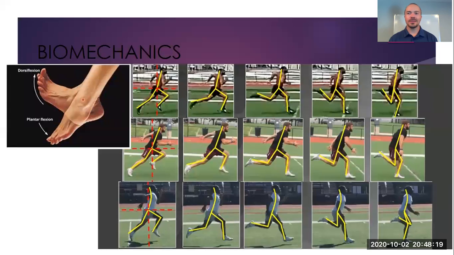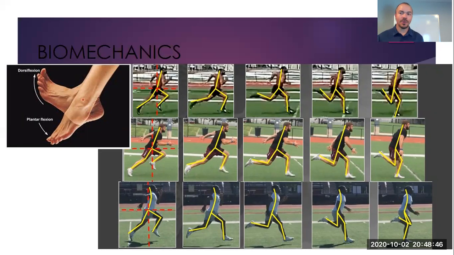Looking at our biomechanics, getting an athlete to run well is actually a little bit of an art, not just a science, but an art. And there's so many things that can go wrong and so many things that can go right. So looking at what's going on at the ankle, whether it's dorsiflexion or plantar flexion, that's probably one of the biggest things that I'd be coaching on a regular basis during sprints.